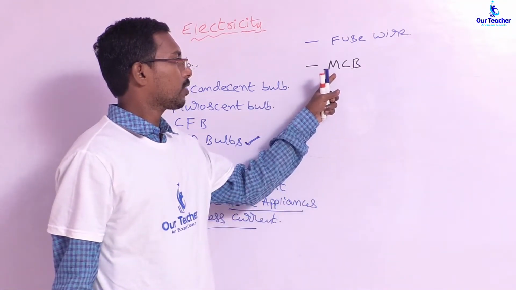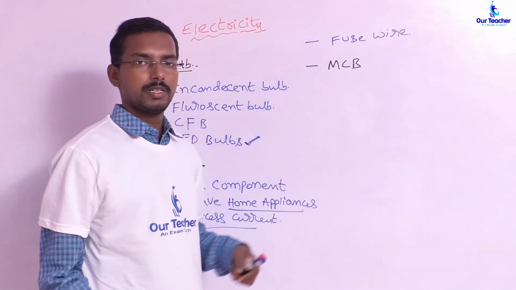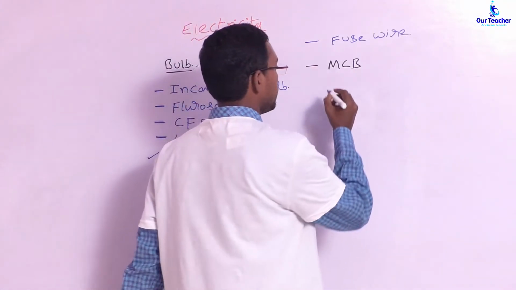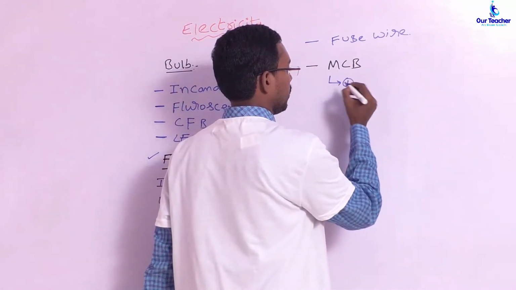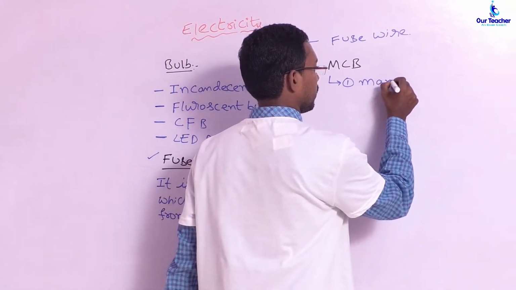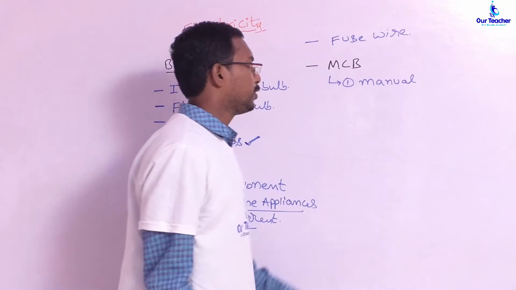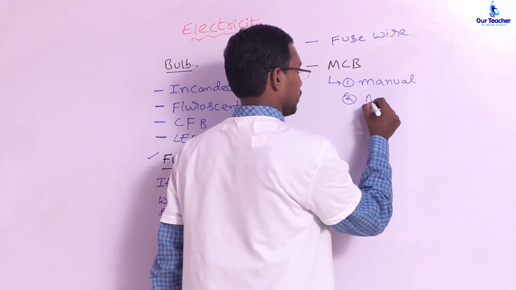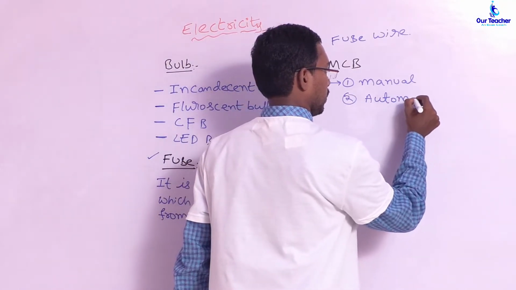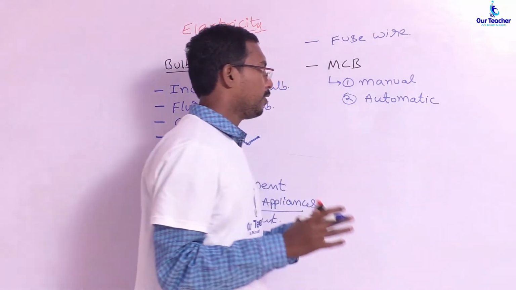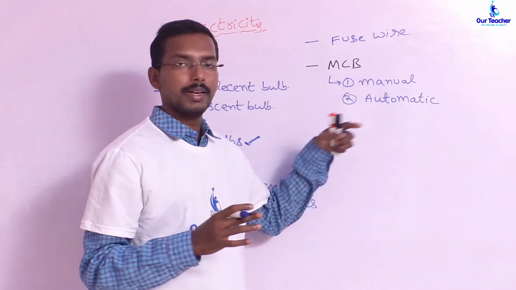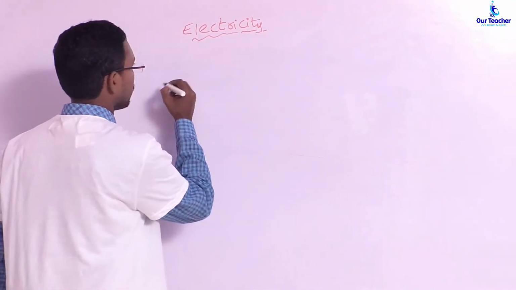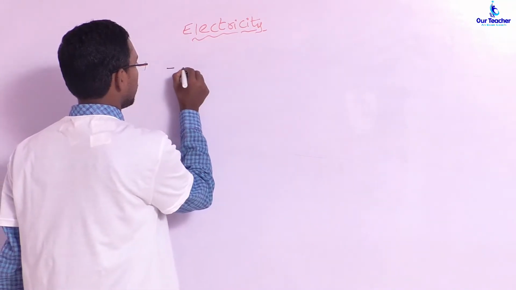But if you take the concept of the miniature circuit breaker, no electrician is required here. We can do it manually as well as automatically. So MCBs are of two types. First one is manual, which needs a human operator here. Okay, and second one is automatic. This automatic circuit breaker will follow a logic and does not require any kind of human operation. Okay, students, later we will start the concept of simple circuits.